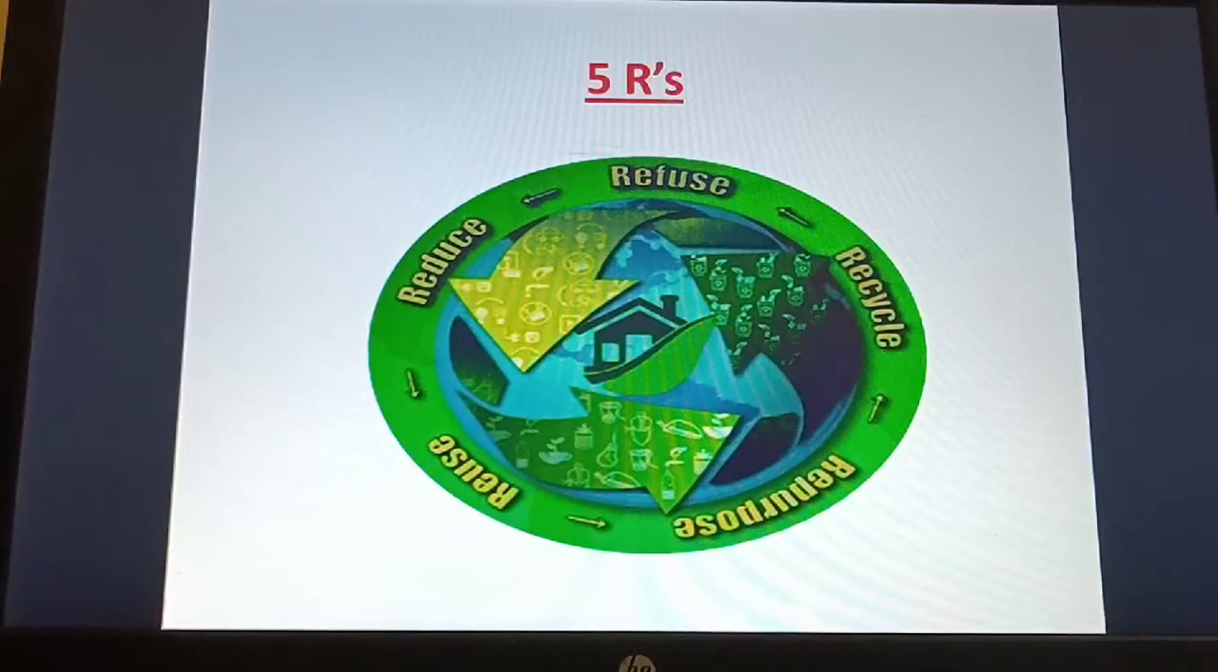So first, what you have to do? Refuse, or you can say reject. I will not use plastic. That is the first thing you can keep in your mind. Next, reduce. If you are using it, start reducing the use of plastics. Next, reuse. Already you have used plastic, so you can reuse it instead of buying more plastics.